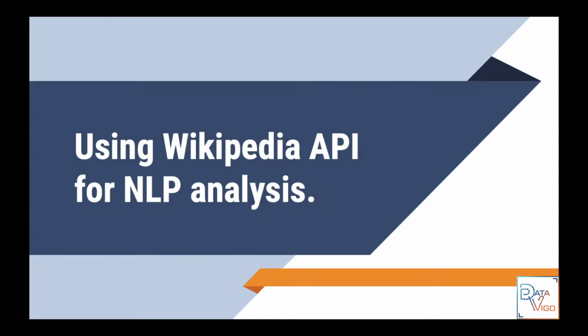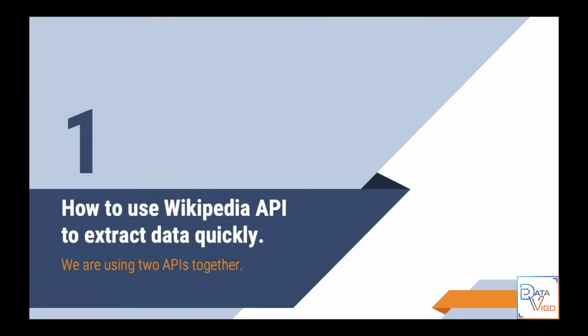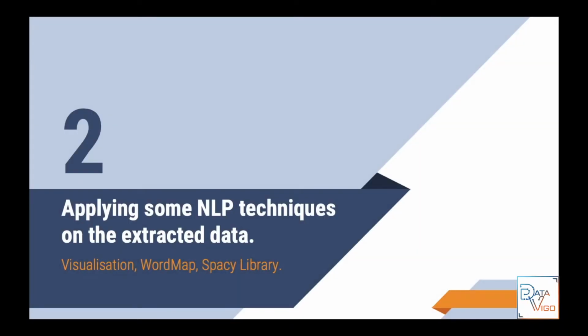In this tutorial, I'm going to cover two things. Number one is about how to use the Wikipedia API to extract data quickly, and we're going to use two APIs together. After that, once we extract the data, it is time for us to apply some NLP techniques, such as visualization, creating word maps, etc. And specifically, we're going to demonstrate how to use the spaCy library for these purposes.